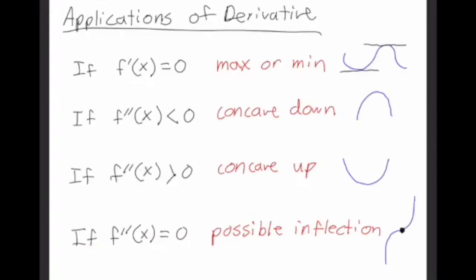Applications of derivatives, so if the derivative is 0, then there's a max or min there. If the second derivative is less than 0, the function is concave down. If it's greater than 0, it's concave up. If it's 0, then there's a possible inflection point.